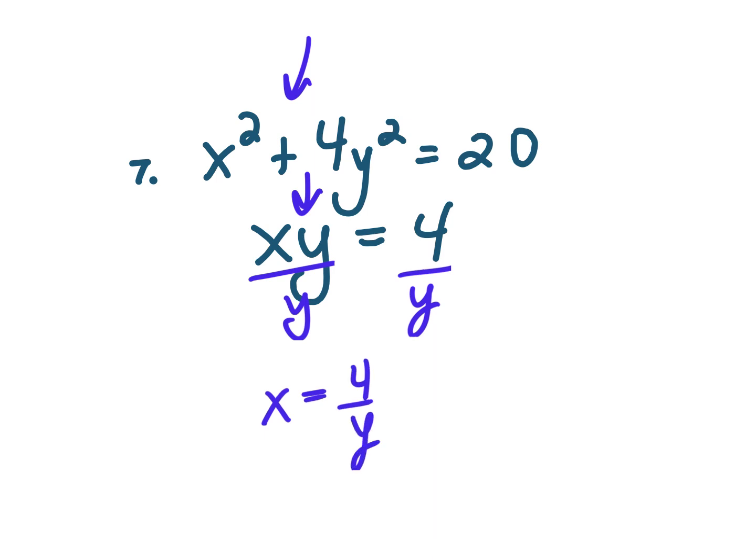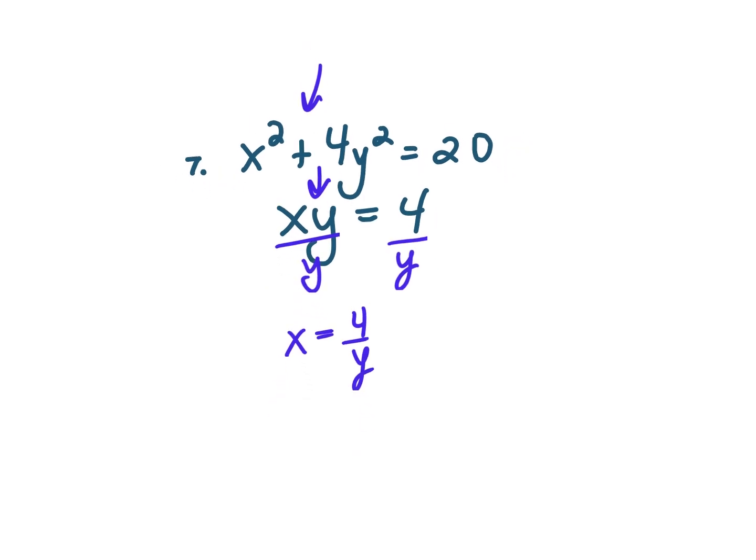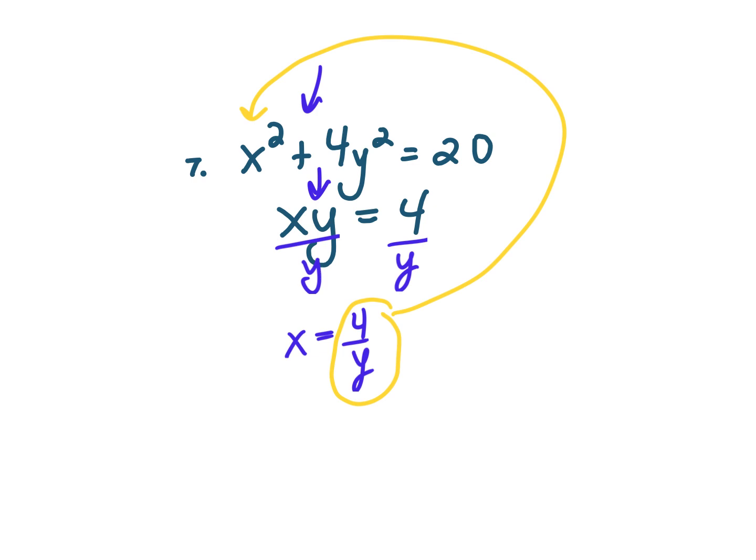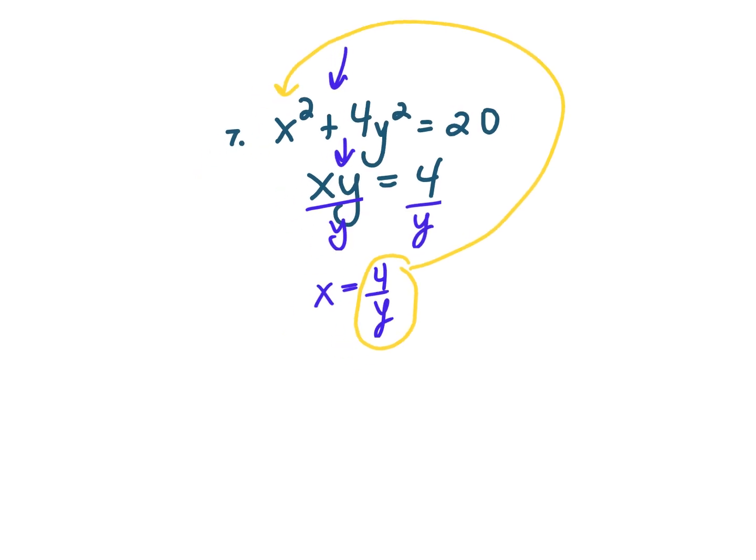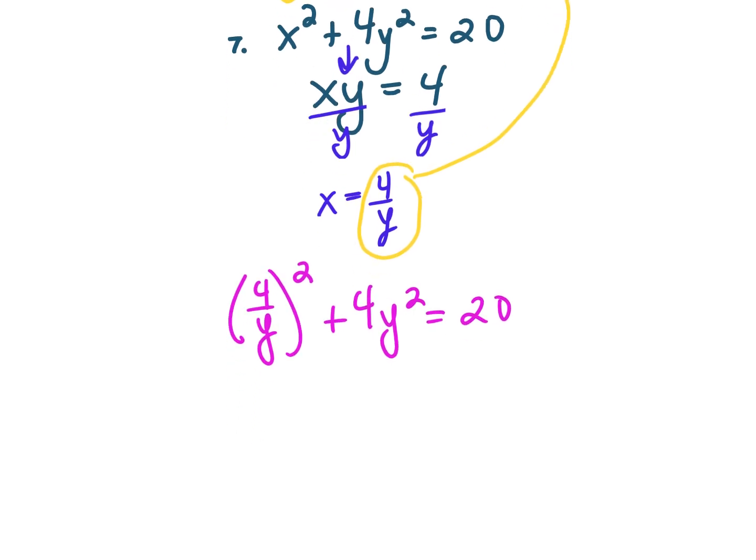Everybody with me? So what do I do with this? I'm going to take this and put it right there. All right, this is the hardest math you're going to have to do, computation-wise. So I have, instead of x, 4 over y, and it's squared. Plus 4y squared equals 20. All right, let's do some math. What happens with this 2? Okay, so I have 16 over y squared plus 4y squared equals what? 20, okay.